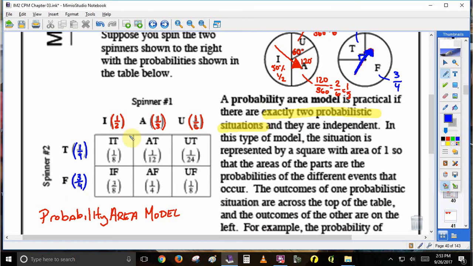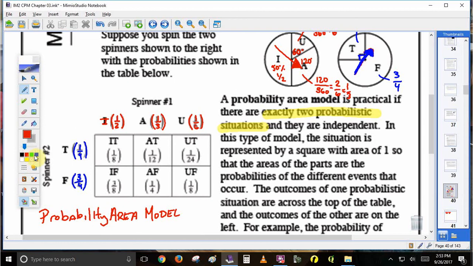We're going to stick with the base times height equals the area concept. So for an I and a T to occur, we're going to say 1/2 times 1/4. So our I is 1/2 times the 1/4. We multiply 1 times 1, we get 1. 2 times 4 gives us 8. So there's a 1/8 chance of getting an I and then a T. For AT, we're going to similarly multiply 1/3 times 1/4, which gives us 1/12. So there's a 1 in 12 chance that we would get that combination.